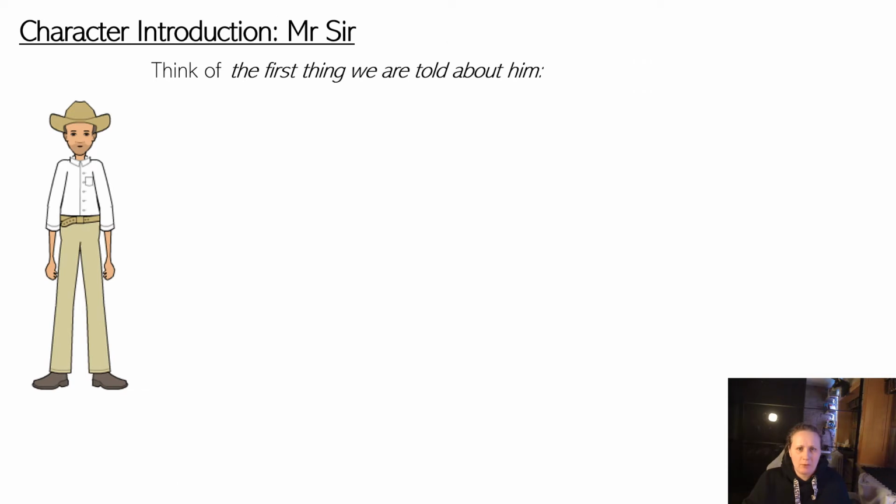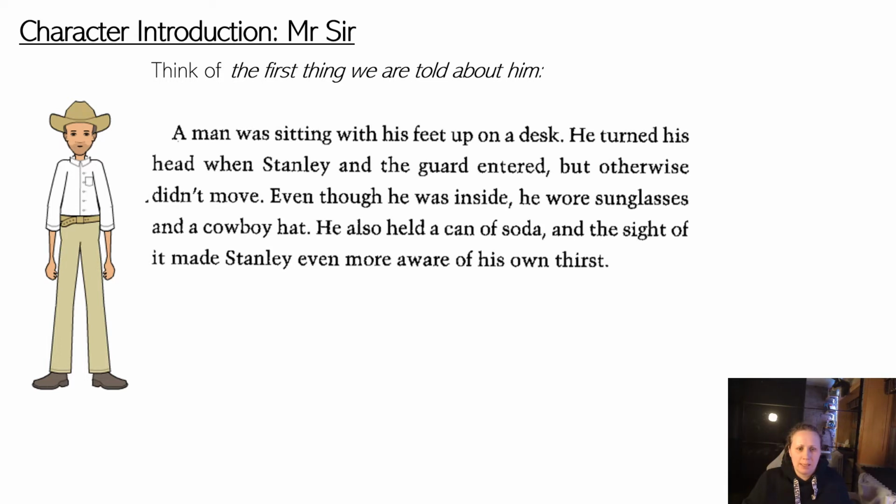So I want you to think of the first thing we are told about Mr. Sir when he's first introduced in the novel. Here's a little first paragraph. The man was sitting with his feet upon the desk. He turned his head when Stanley and the guard entered, but otherwise didn't move. And even though he was inside, he wore sunglasses and a cowboy hat. He also held a can of soda, and the sight of it made Stanley even more aware of his own thirst. So what impression is the writer giving us of Mr. Sir here?